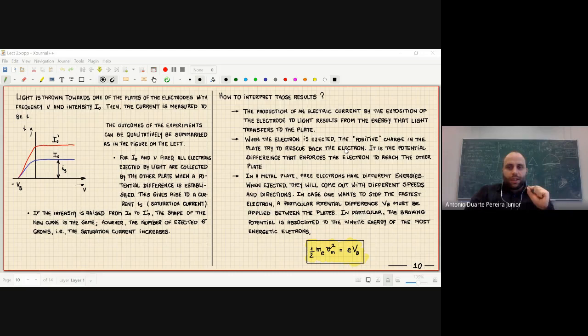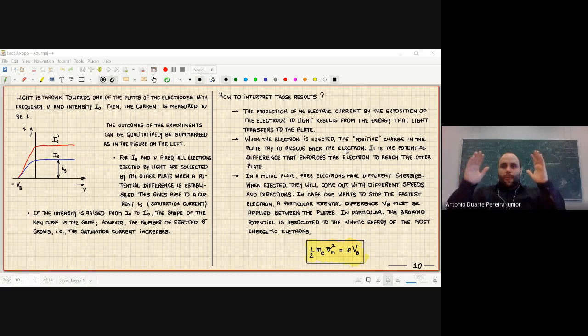What is the kinetic energy? The kinetic energy is the energy that a particle has if it has a velocity. So what I'm saying is that when the electron is emitted by the metal, it will have a kinetic energy. Now, if I give the electron the same amount of energy, now of electric nature, so it's electric energy that wants to make the electron go back, the threshold value will be the one that equates to the kinetic energy of the electron. And this has a mathematical expression.